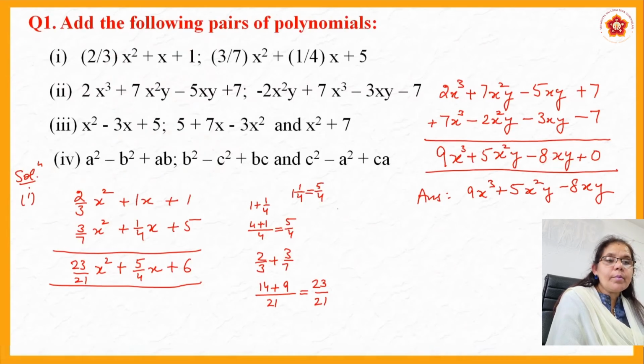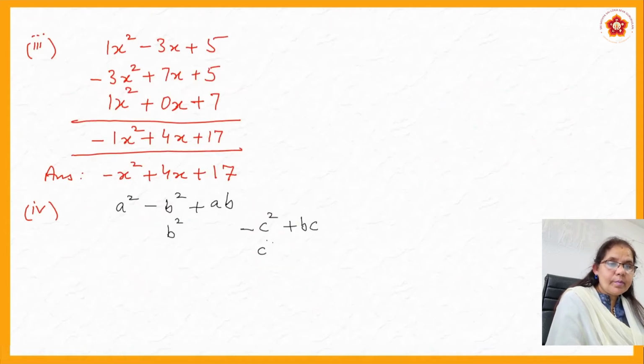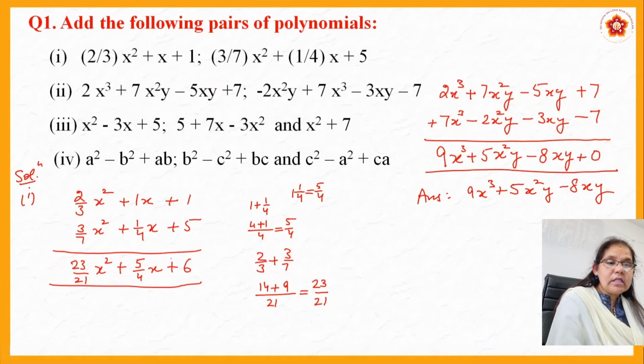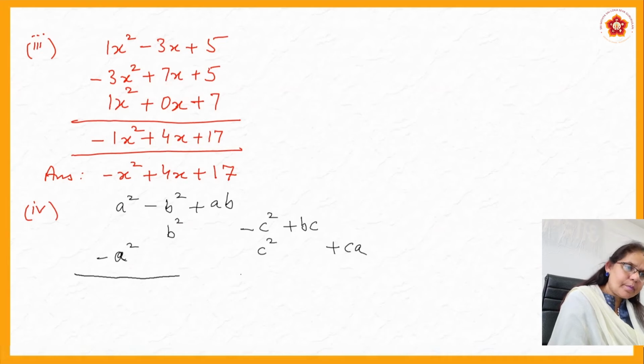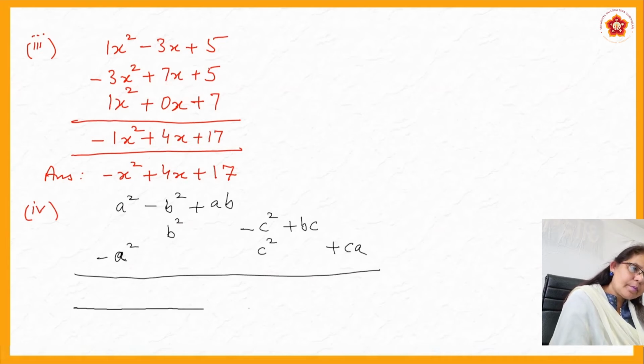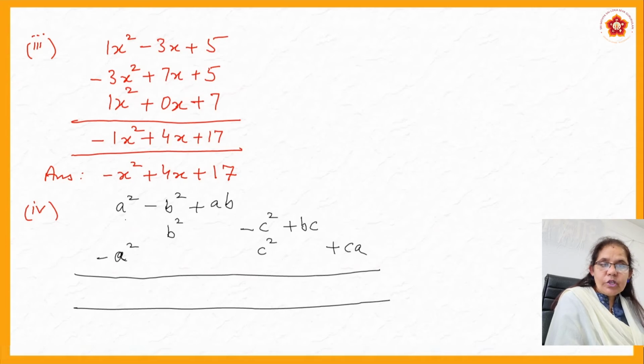Third one is c square minus a square plus ca. C square minus a. So yes, minus a square will come here. Plus CA. Now CA term is not here. So plus CA I am writing here. It's your wish whether you want to fill in the middle ones or you can just leave it like this also. This time I'll try, I'll solve it from here.